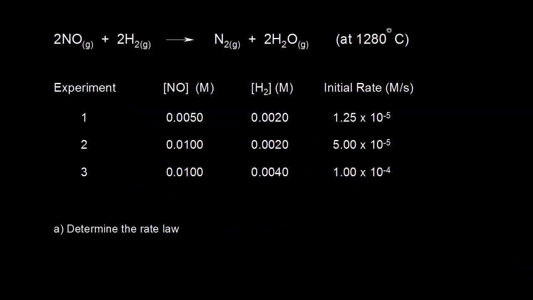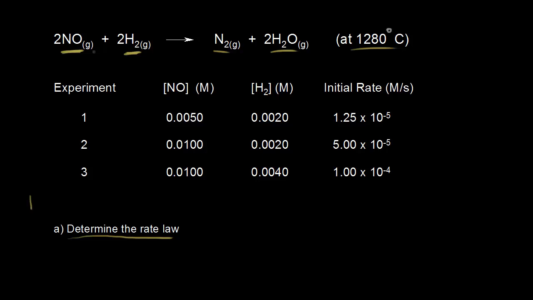Now that we understand how to write rate laws, let's apply this to a reaction. So here we have the reaction of nitric oxide, which is NO, and hydrogen to give us nitrogen and water at 1280 degrees C. In part A, our goal is to determine the rate law.